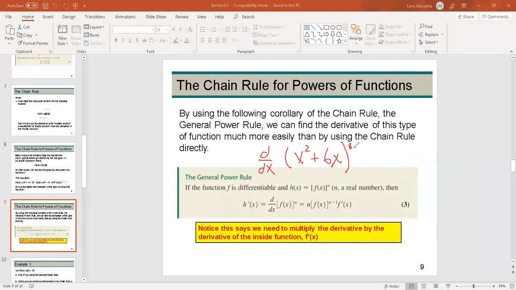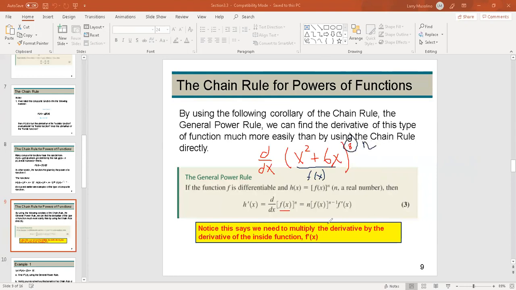What I'm thinking about is this function inside. According to this notation, we would call what's inside the parenthesis f of x. So let me call this x squared plus 6x function f of x. And of course I can see our n here is matching up to 8. So our n is 8.